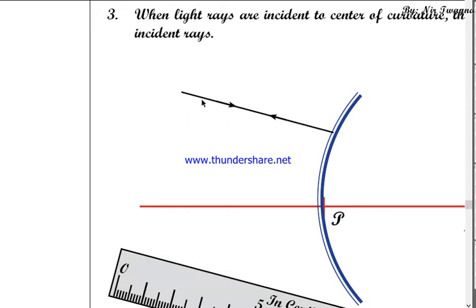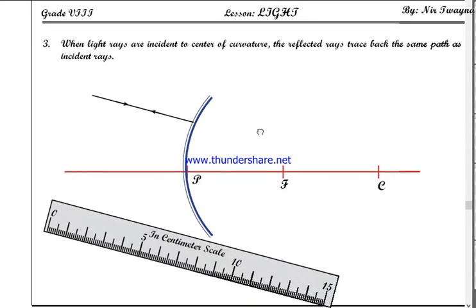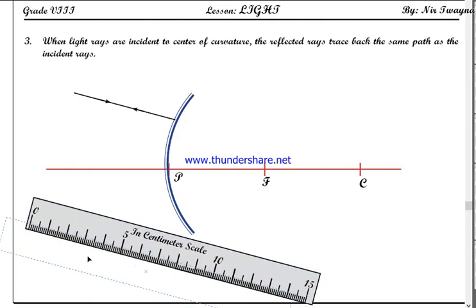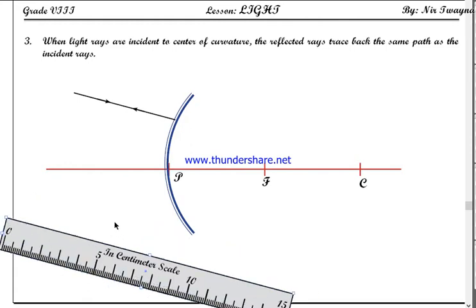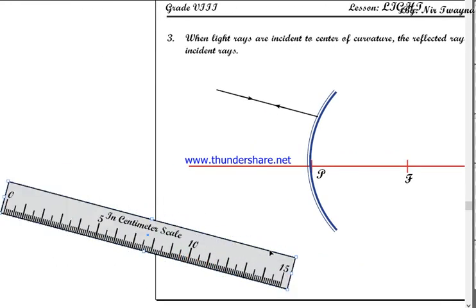See, this is the incident ray. After it strikes a surface, it will reflect through the same path. Okay, these are the three laws or the three rules you need to use while drawing the ray diagram of the image formed by a convex mirror. Understood?